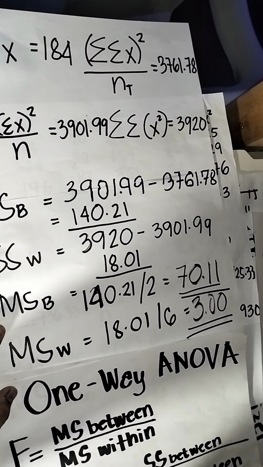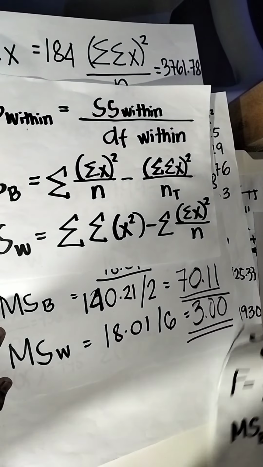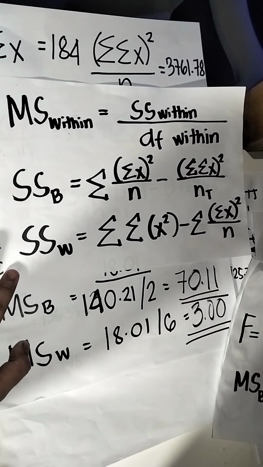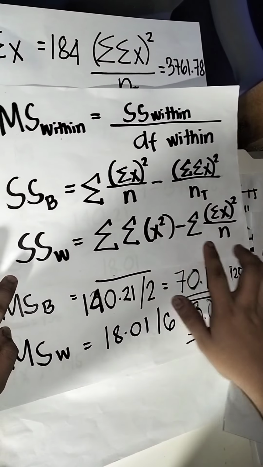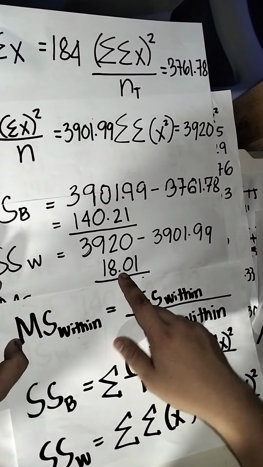Now we get our MS within. So what is the formula for our MS within? So we have SS within divided by the degree of freedom within. So how much is our SS within? For our SS within, our value is 18.01.